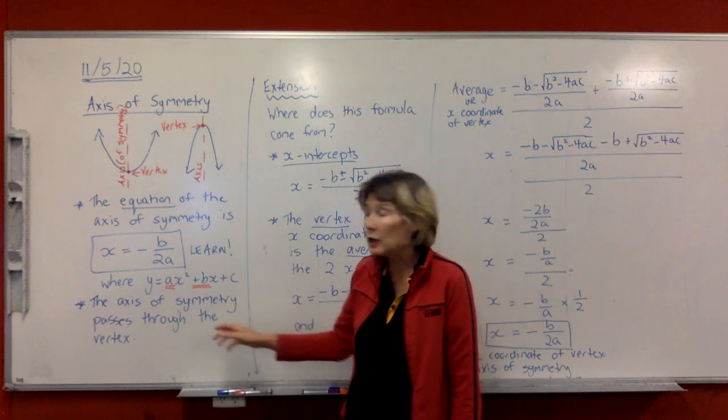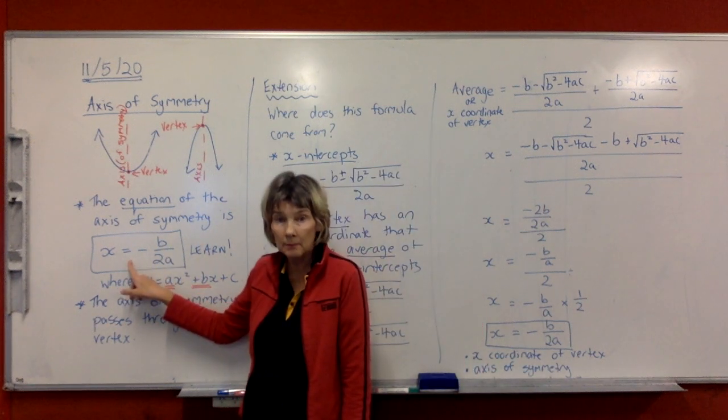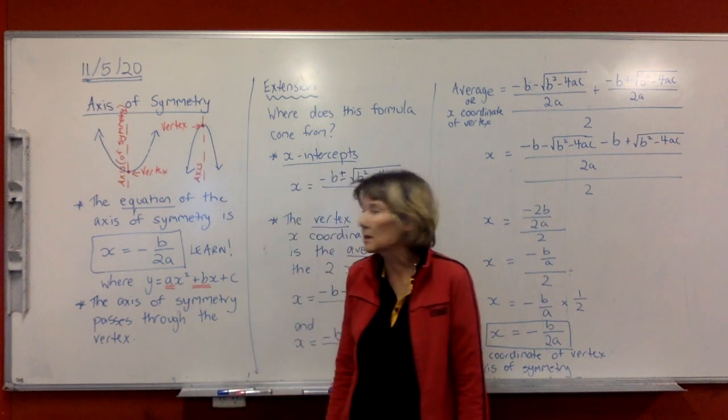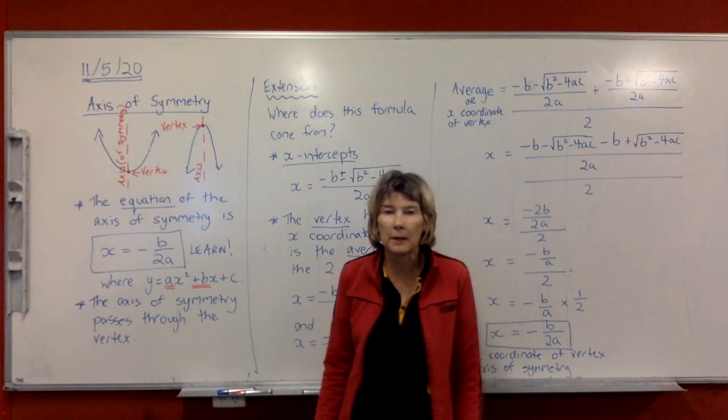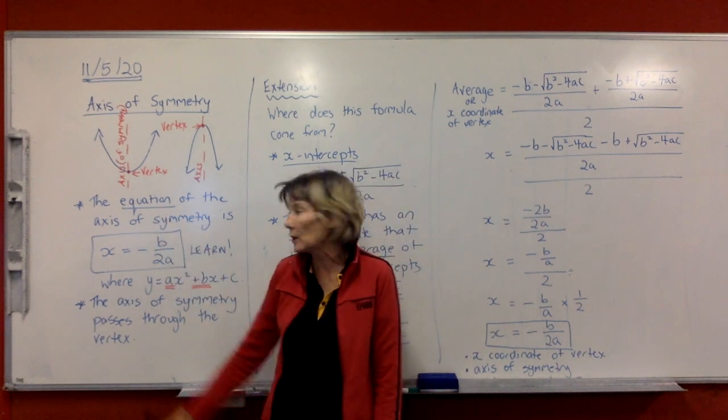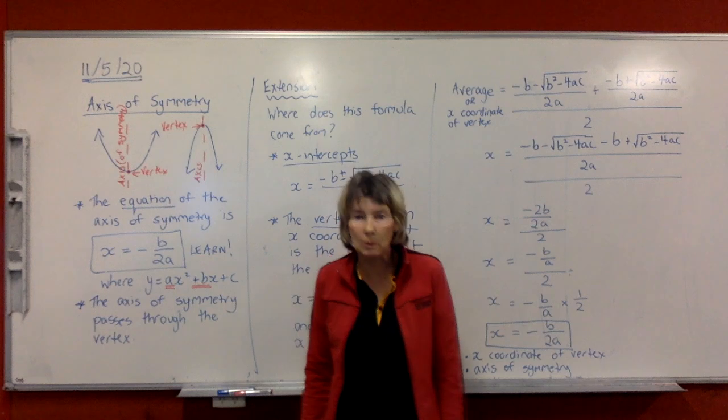If it's an equation, it has to have an equal sign, and it has to have a left and a right hand side. So you can't just say the axis of symmetry equals minus b over 2a. It makes no sense. It is an equation of the axis of symmetry. It must start with x equals.